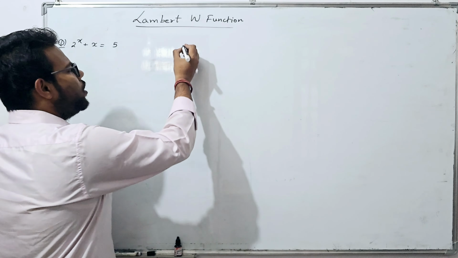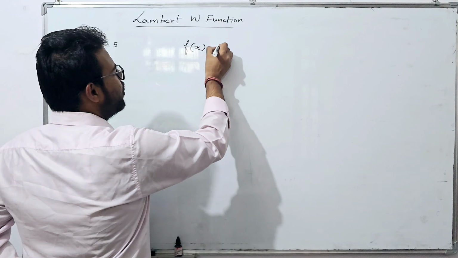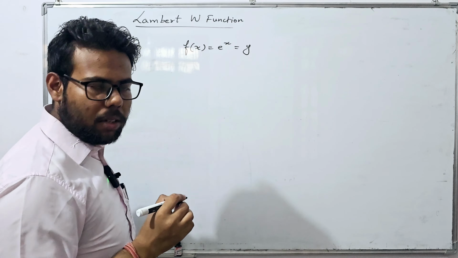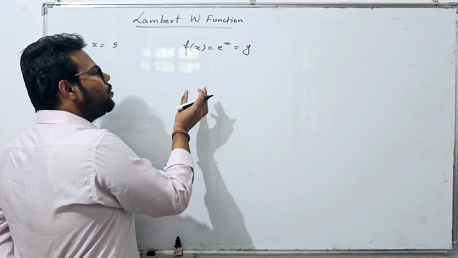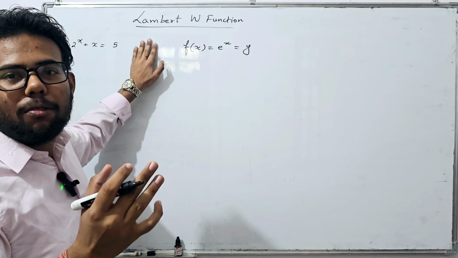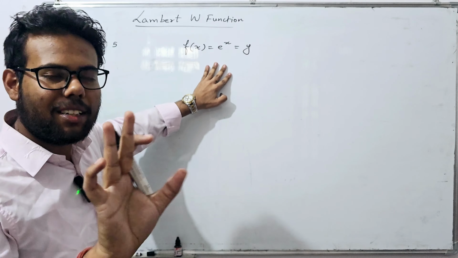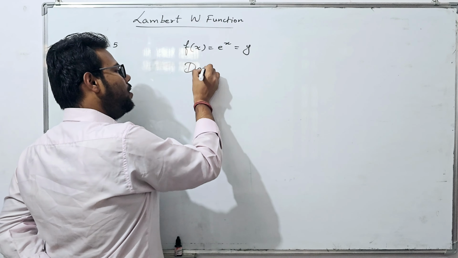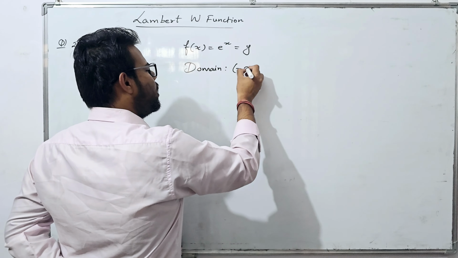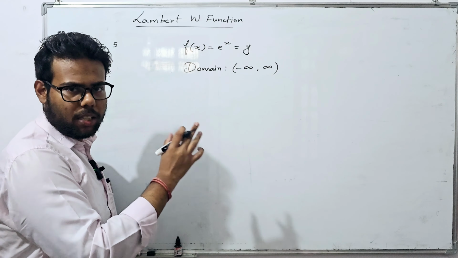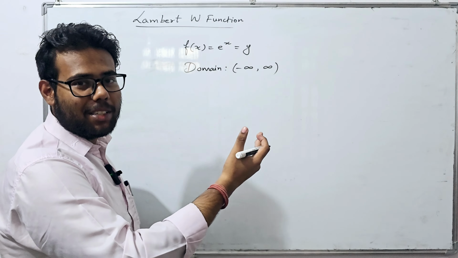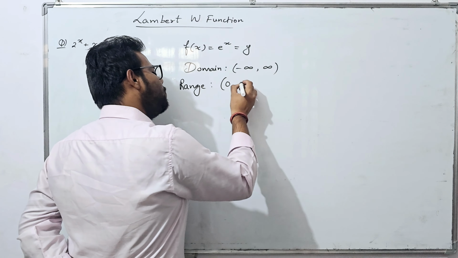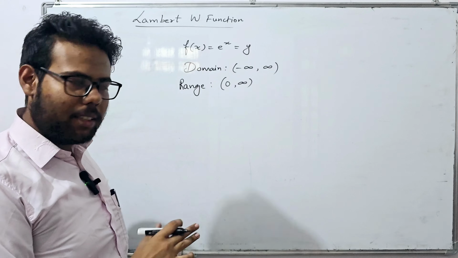So let's see. For example, assume a function f(x) is equal to e raised to the power x, and say it is equal to y. What is the use of this function? We were talking about the Lambert W function, and suddenly I am going to the exponential function. Wait, we will see. So what is its domain? The domain is from negative infinity to infinity, open braces, sorry. And what is the range? The range is from 0 to infinity, right?